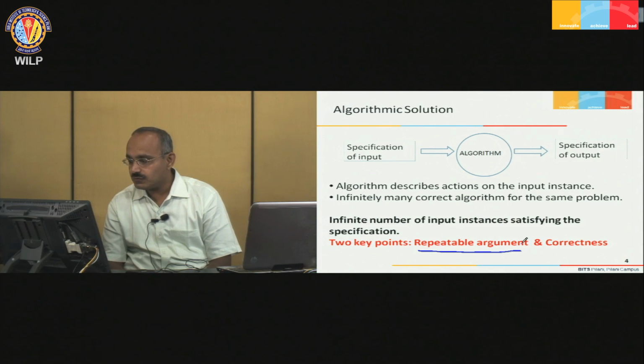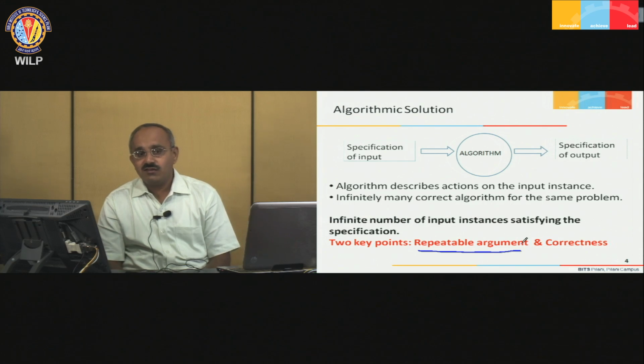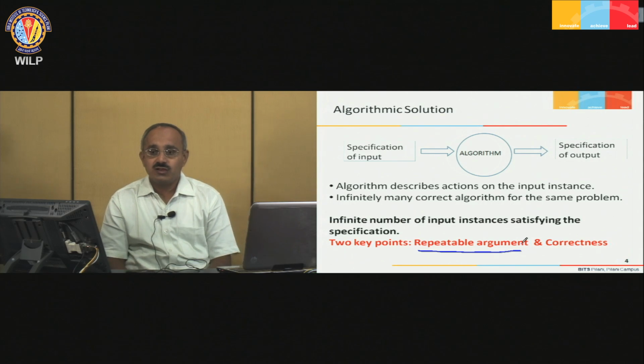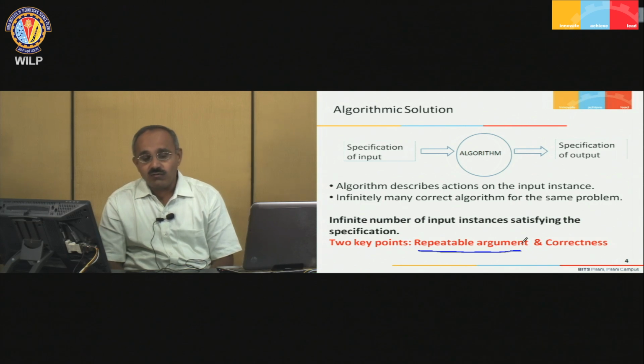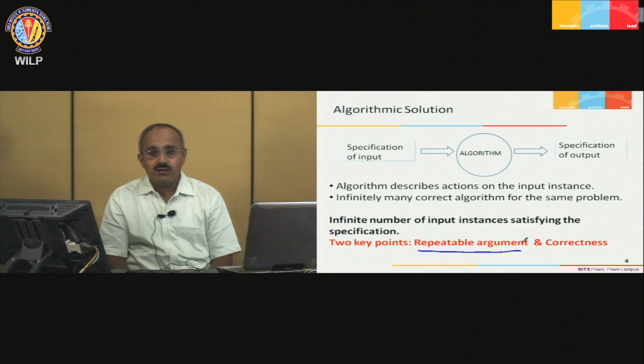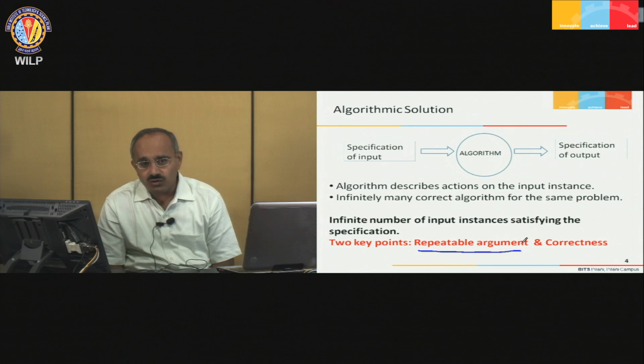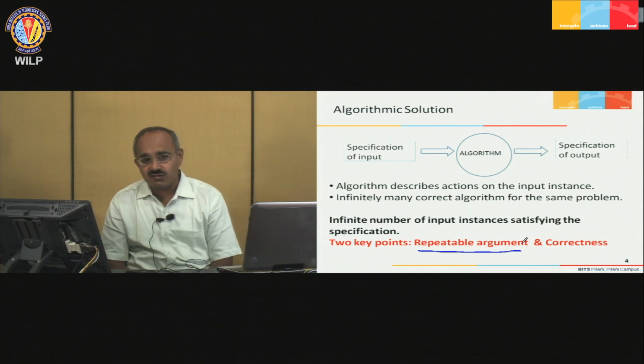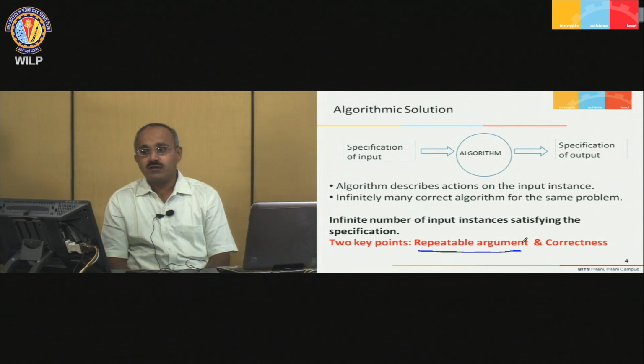And correctness is an issue which is not very easy to handle, but one should always be careful that the solution that we propose actually finds what we wanted to achieve. It is something which is not very easy to deal with, but we will try to understand this as we go further in the course. What do we mean by correctness?